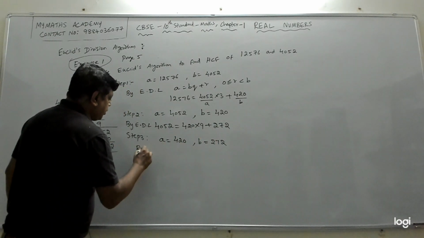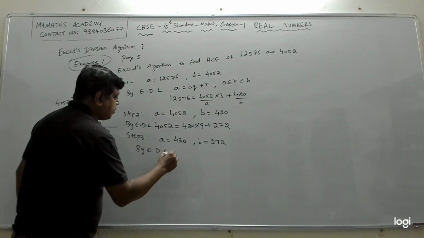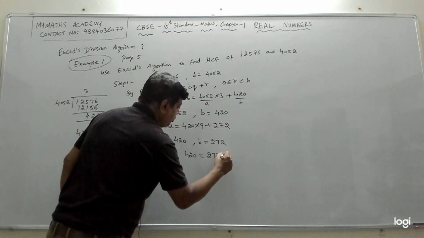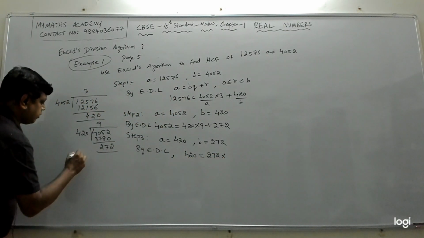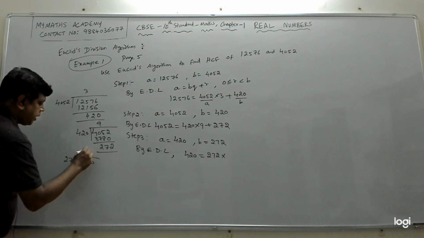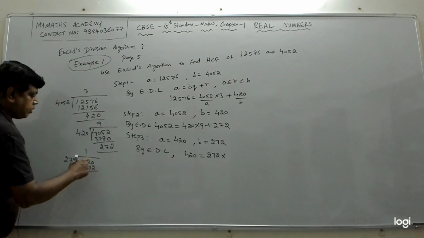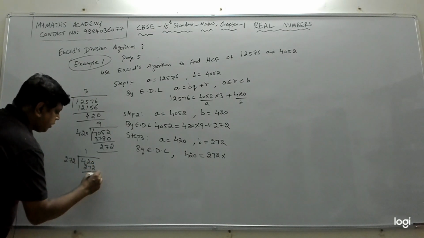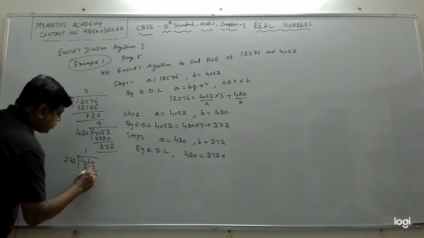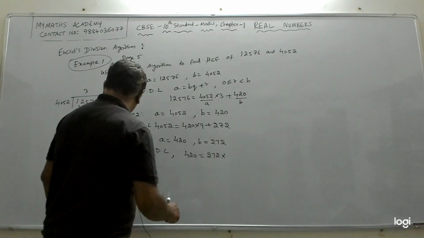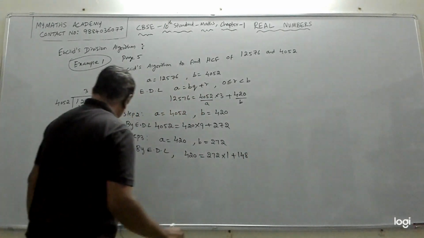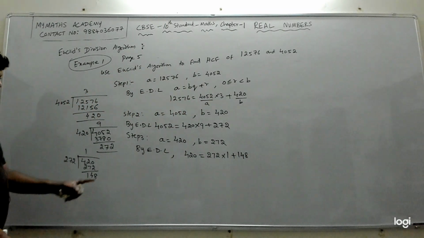So then by Euclid's division lemma, A equal to, so 420 can be written as B into what? That we have to divide. So divide again. 420, 272. 1 times it goes, 272. Now if I subtract, right? 10 minus 2 is 8. Then 11 minus 7 is 4. 3 minus 2 is 1. So you get 148. So this is 272 into 1 plus 148. Now again we have to check.